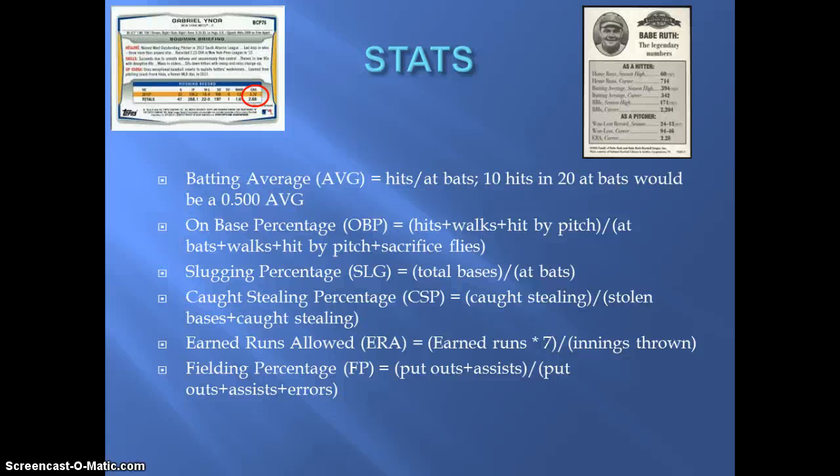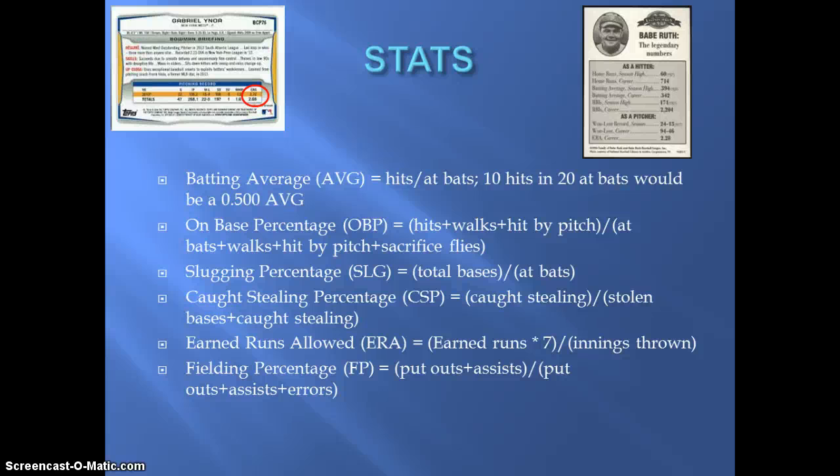On-base percentage is your hits plus your walks plus your hit by pitches, so all the times you've been on base, divided by all of your at-bats. Slugging percentage refers to the total number of bases you have gotten between all of your hits divided by your at-bats. Your caught stealing percentage is how many times you were caught stealing divided by your stolen base attempts.